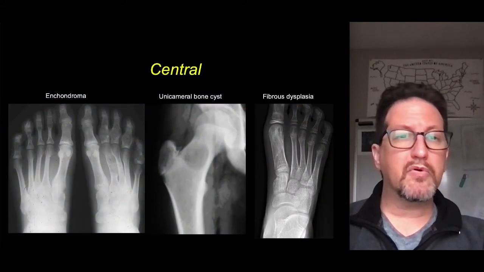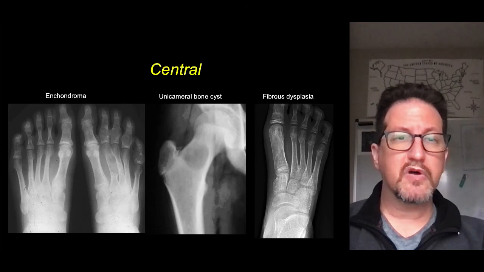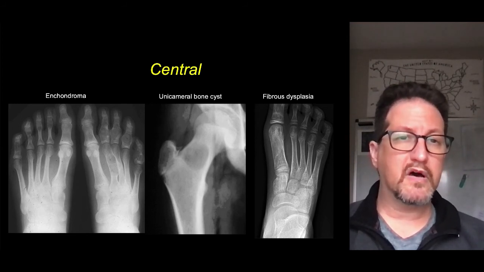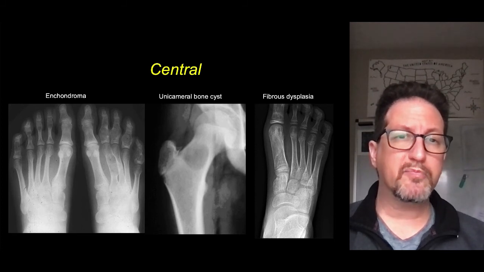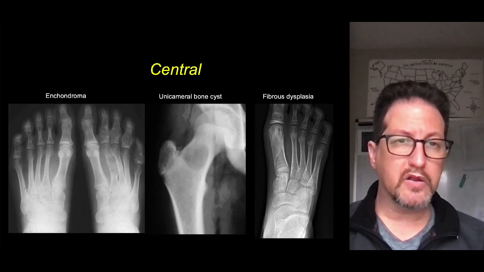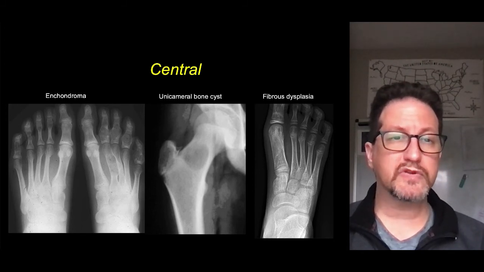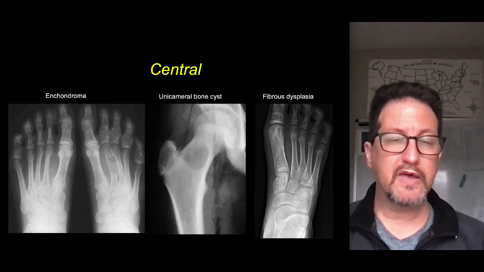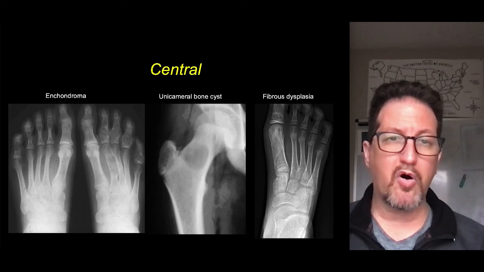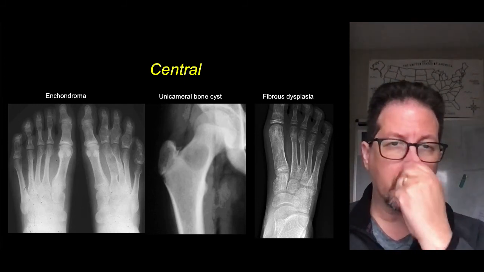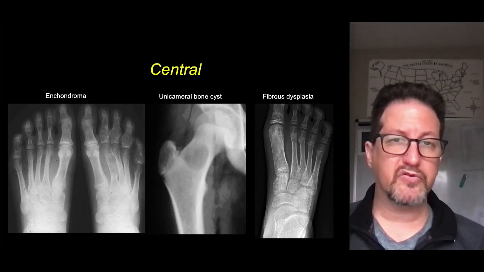So here are a few different ones. These are some you've already seen. If you look in the left image, you have multiple enchondromas or Ollier's syndrome. And these are all centrally located, kind of in the middle. In this case, they happen to take up all of the transverse location of the bone, but they're not off to one side, so they're considered central.